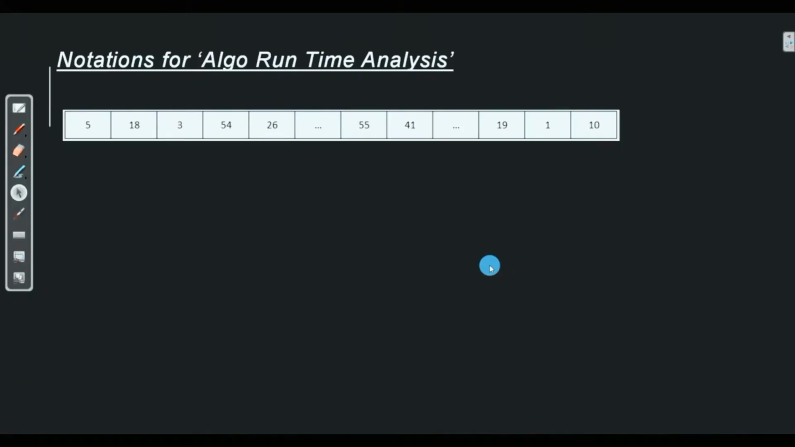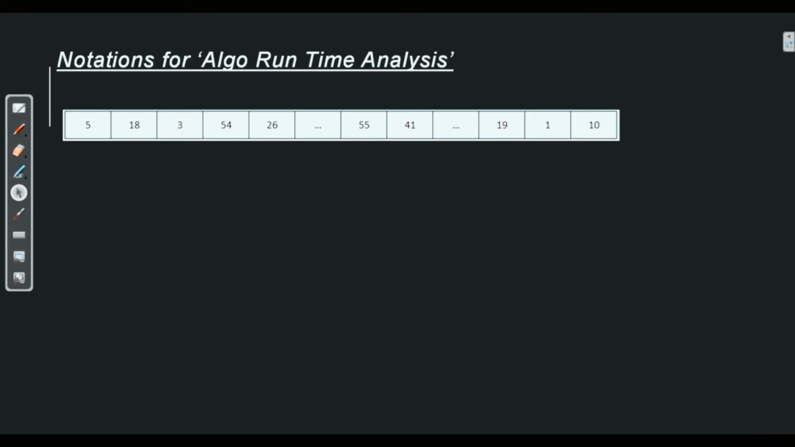Hey guys, welcome back. So in the last video, we talked about three notations that are used to measure performance of a given algorithm, whereby we saw omega, big O and theta. I hope the theory part of all these three notations are clear to you. Now in this video, let's try to understand these three notations with the help of a simple array example.